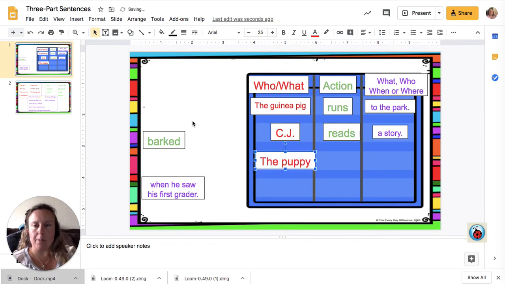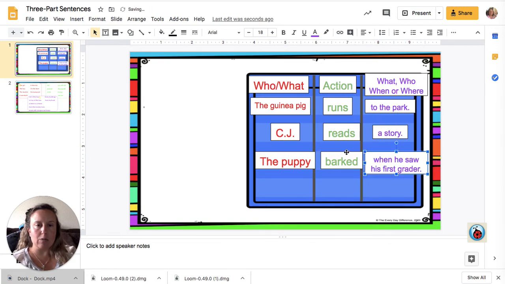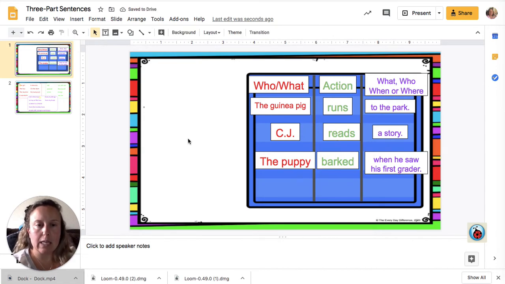Okay, so here's my last example. I have the puppy. The action for the puppy: he barked. And when did he bark? When he saw his first grader. He was really excited to see you. Okay. So here are my three examples.